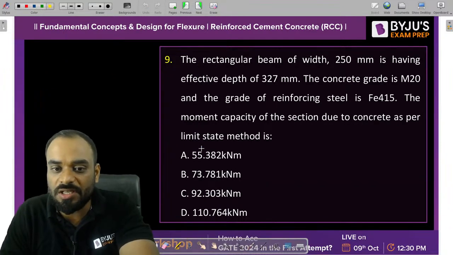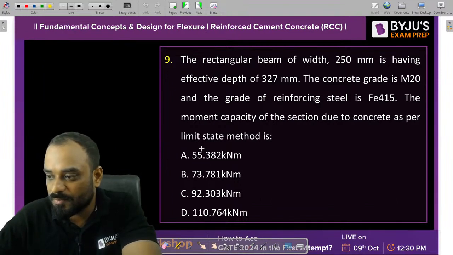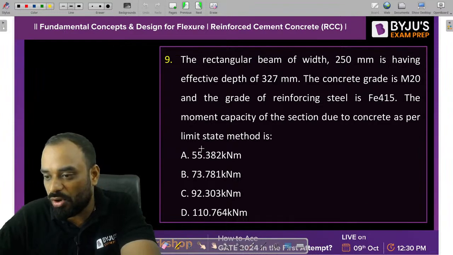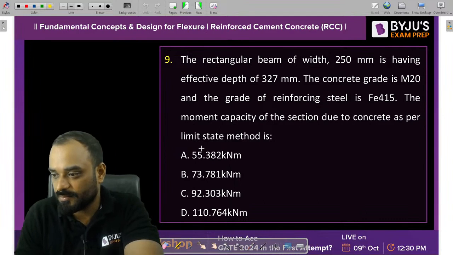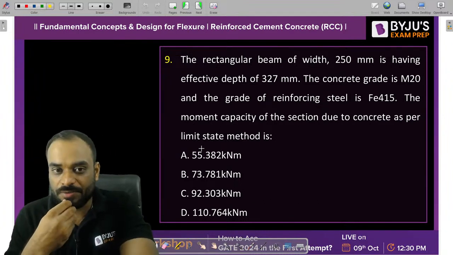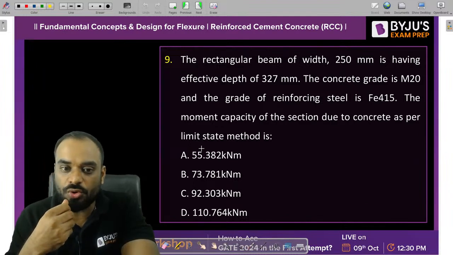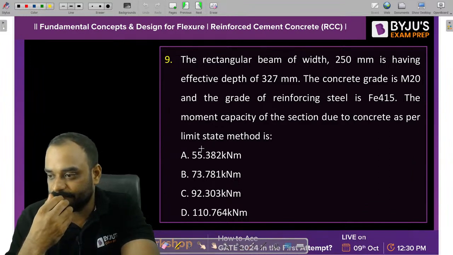Now the next question is a 2 mark question, guys. You need to tell me what is the value of MR limiting. Moment capacity of the section due to concrete as per limit state method.